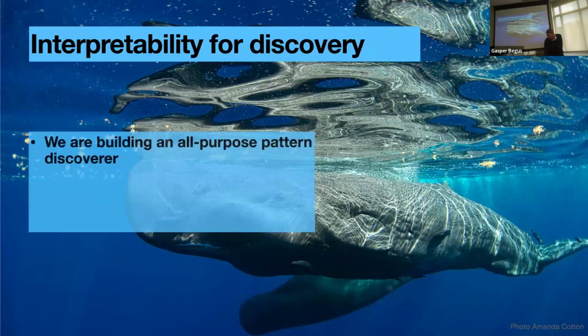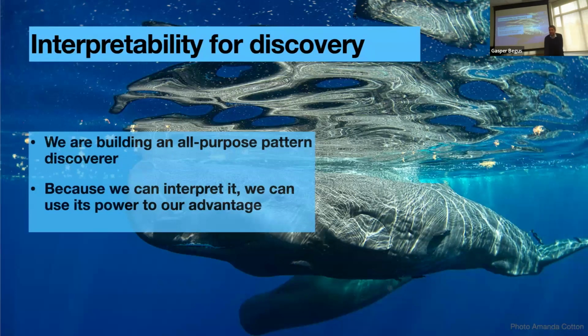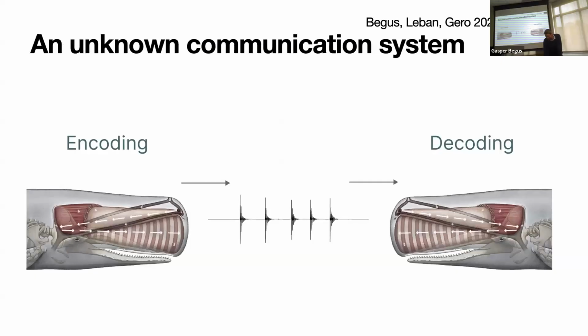So we're building an all-purpose language pattern discoverer. Okay, so switching completely off the brain. I know this is your home territory, but Bruno asked me to speak about whales as well. So whales are presumably encoding and decoding as well. And they have this interesting communication system that are called codas. So they click, click, click, click, click, click. They group a bunch of clicks into codas, and they exchange them in conversations.